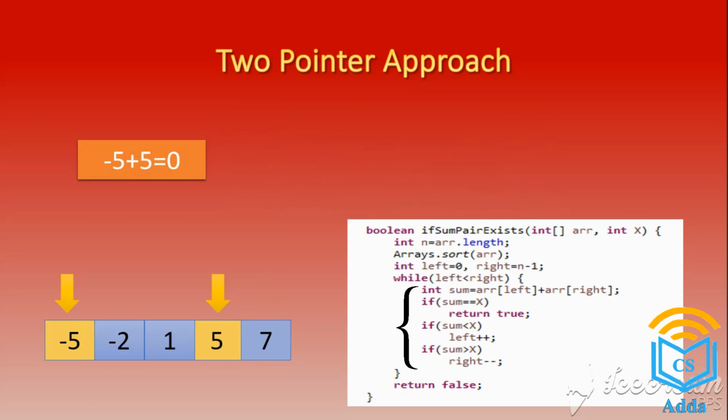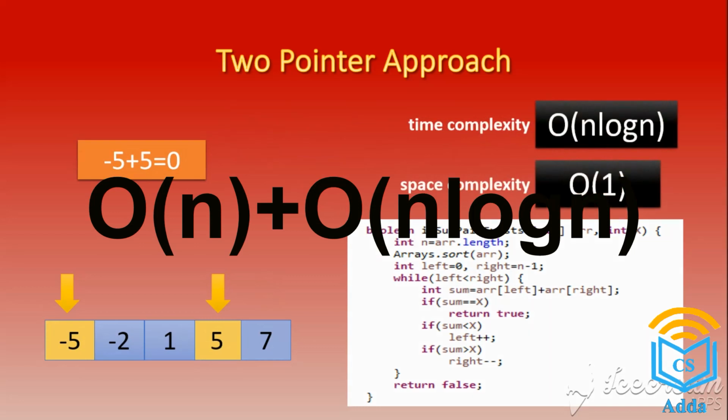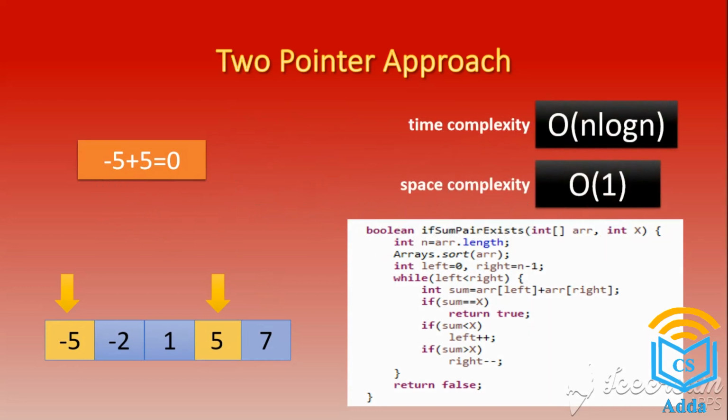I am assuming that the sorting algorithm that you have used previously is the best one, and so it is taking big O of n log n time complexity. So the total complexity of the entire code becomes big O of n log n because n log n is greater than n. Now look at the space complexity of this code.